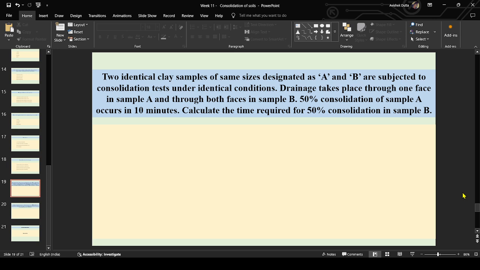So there are two samples of same sizes, same material clay, A and B. Consolidation test has been performed under identical conditions. Now A has drainage through one phase, that is single drainage, and B has double drainage. So if in sample A 50% consolidation occurs in 10 minutes, how long will sample B take for the same degree of consolidation?